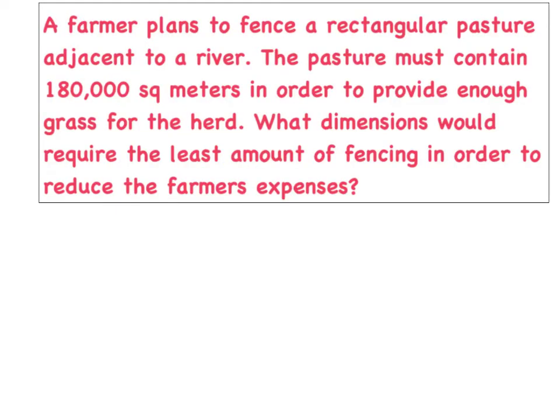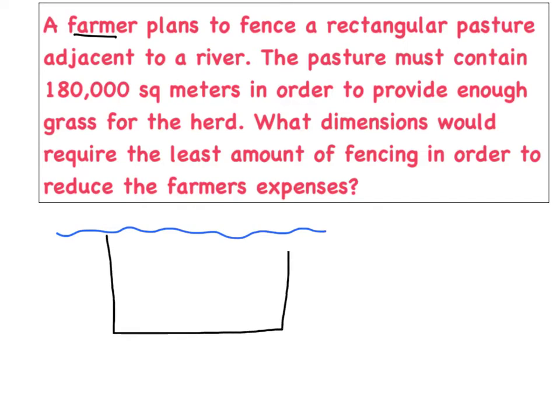This is one of my favorite problems of all time. It says a farmer plans to fence in a rectangular pasture that's adjacent to the river. So we've got our beautiful river right here, and we're going to fence a pasture in, just like so. The pasture must contain 180,000 square meters in order to provide enough grass for the herd. What dimensions would require the least amount of fencing in order to reduce the farmer's expenses? We want to be very financially responsible here to be a good business person.